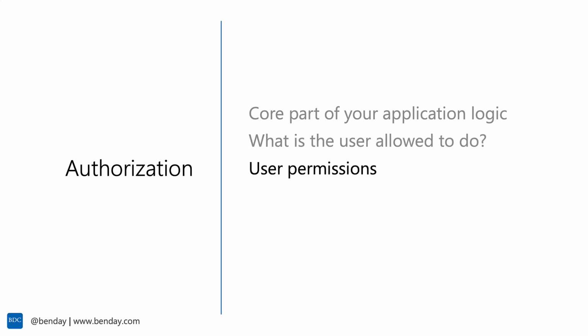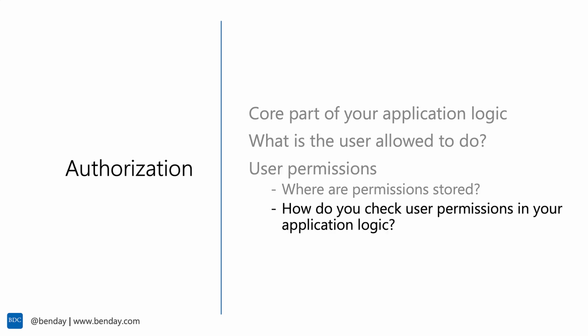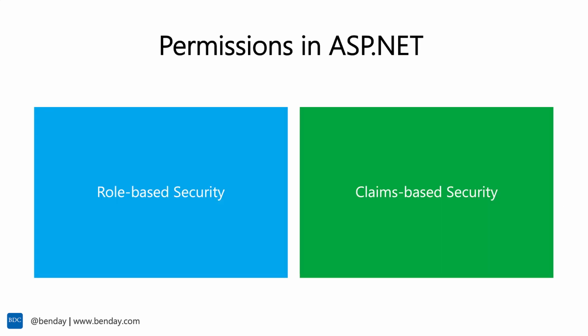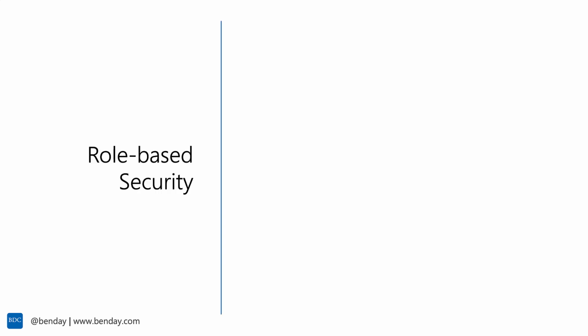And this starts to bring up some questions about how you're going to treat those user permissions. Where are you going to store those user permissions? And how do you check those user permissions inside of your application logic? You have role-based security and claims-based security. Let's tackle role-based security first.